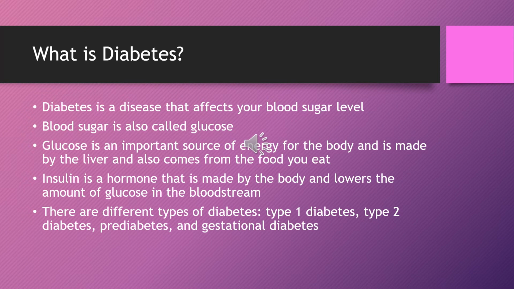What is diabetes? Diabetes is a disease that affects your blood sugar level. Blood sugar is also called glucose. Glucose is an important source of energy for the body and is made by the liver and also comes from the food you eat. Insulin is a hormone that is made by the body and lowers the amount of glucose in the bloodstream. There are different types of diabetes: type 1 diabetes, type 2 diabetes, prediabetes, and gestational diabetes.